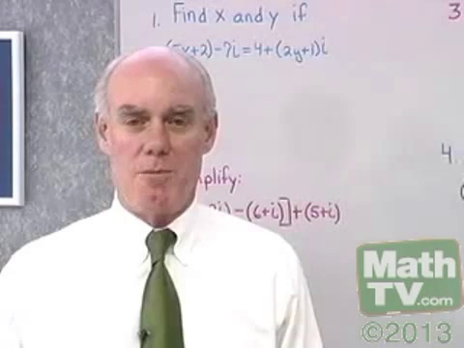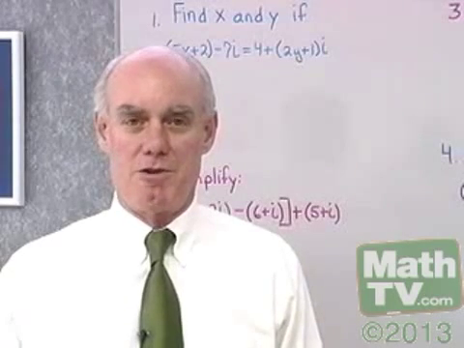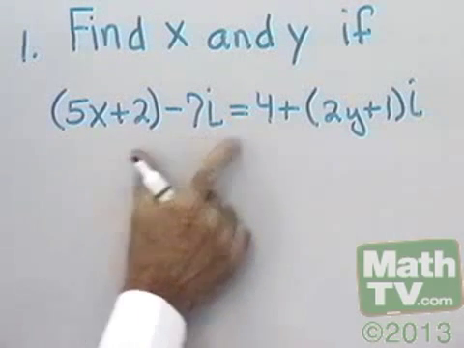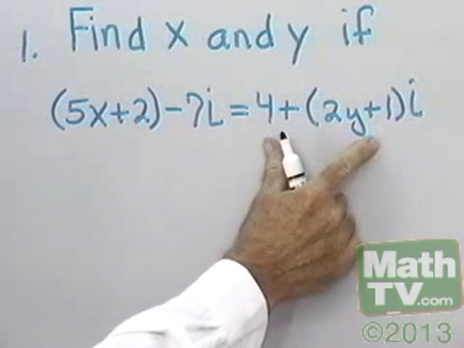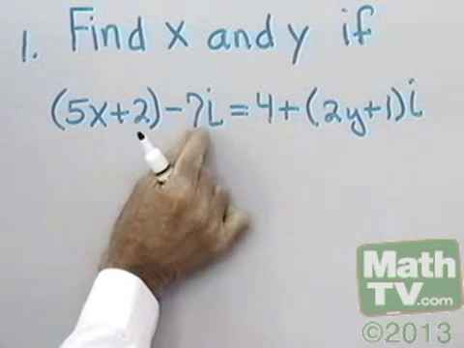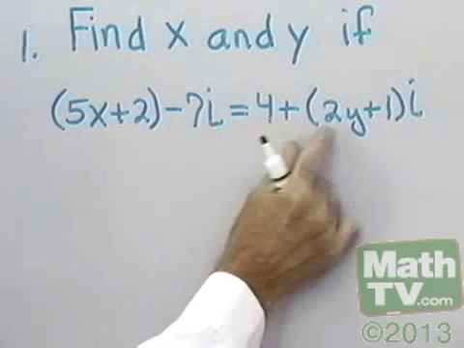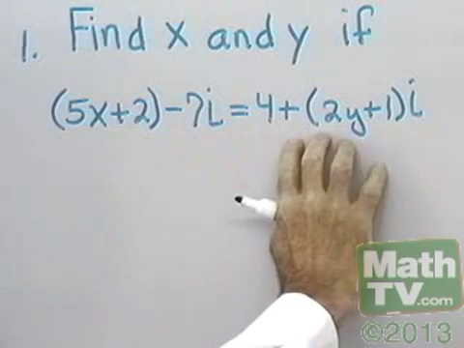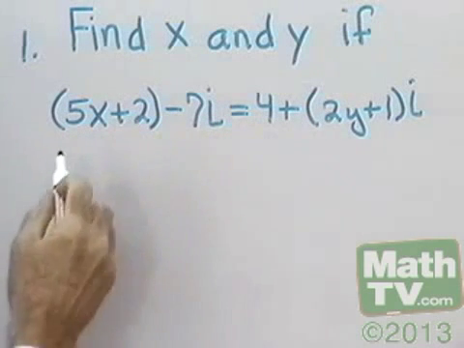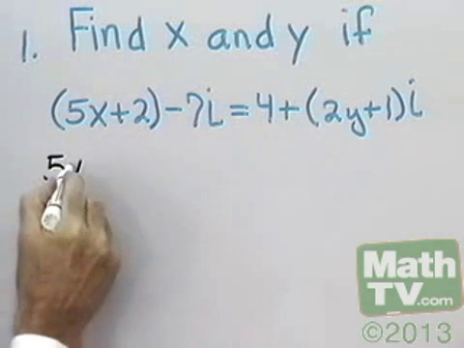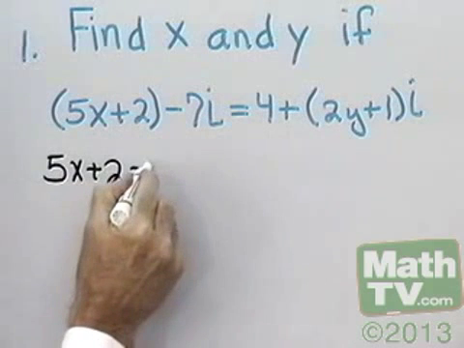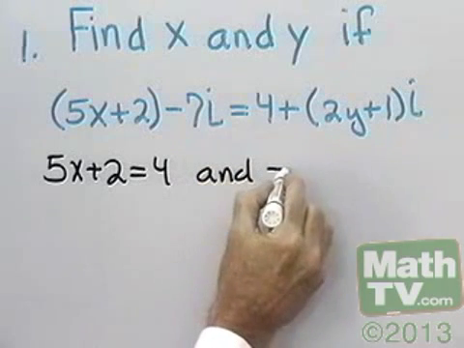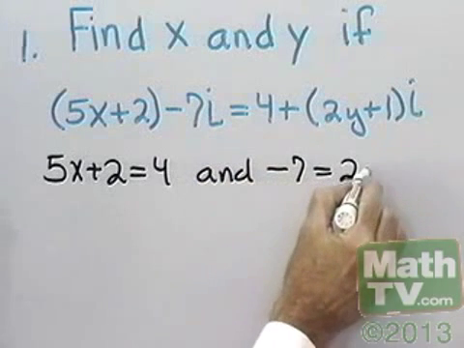In this section, we're going to look at complex numbers from an algebraic point of view. Here's our first problem. We want to find x and y if this complex number is equal to this complex number. Now, this number has the form a plus b times i, and this has the form c plus d times i. And the only way two complex numbers can be equal is if their real parts are equal. So I'll set 5x plus 2 equal to 4, and if their imaginary parts are equal, negative 7 equals 2y plus 1.